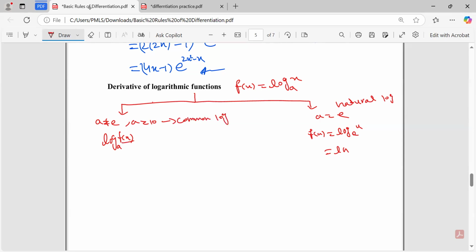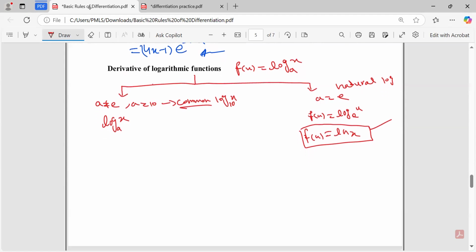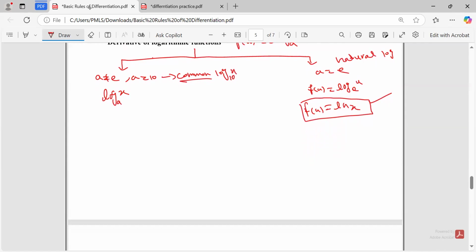Here I put f of x; if you keep x for the time being, there is no problem. Sorry, it is the natural logarithmic function, not the exponential one. So one is the natural logarithmic function, and the other is the common log or any other base. If the base is 10, then it will be log base 10 of x, which is called the common log. So for these we again have two formulas to find the derivative.